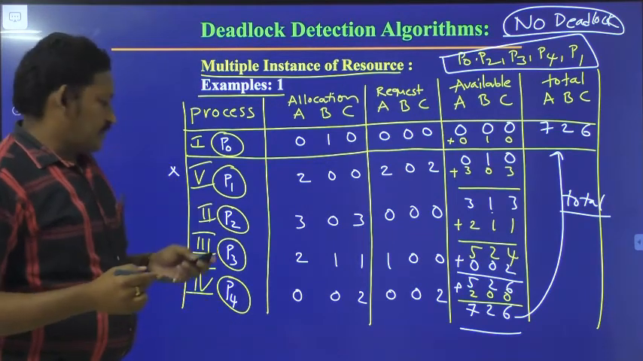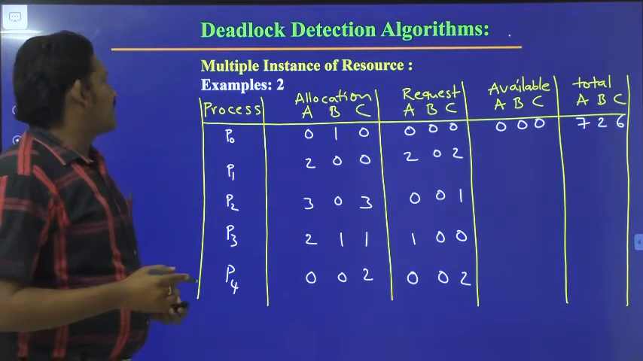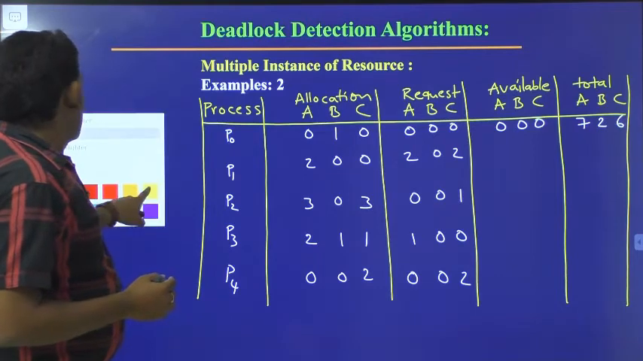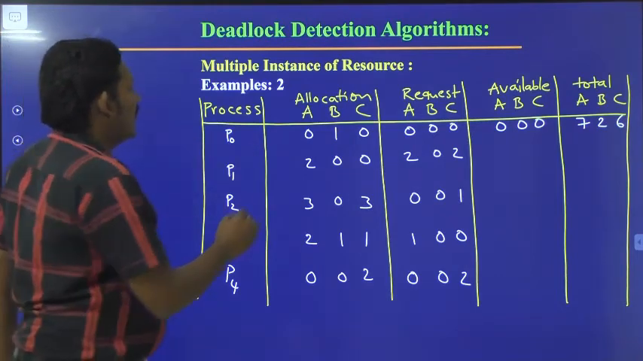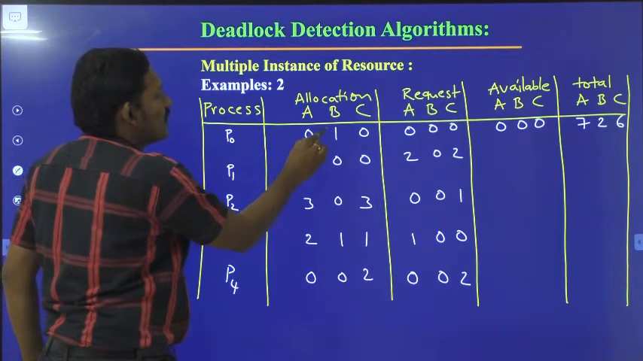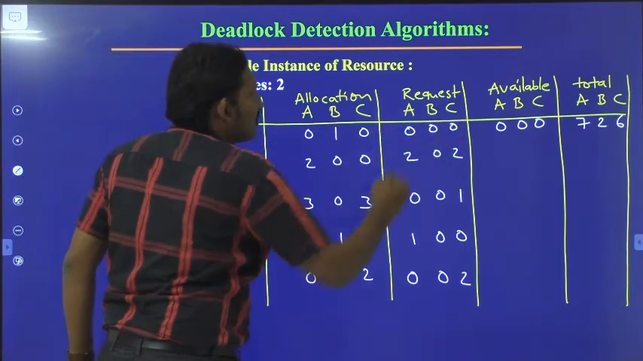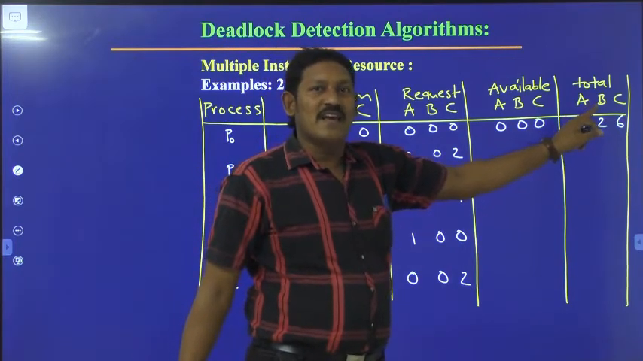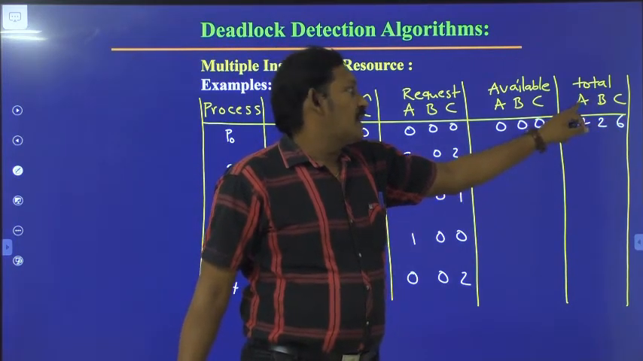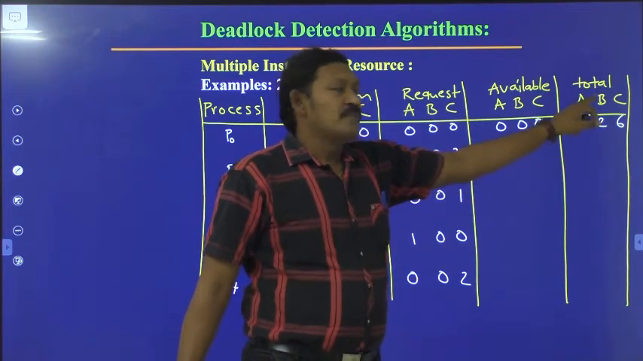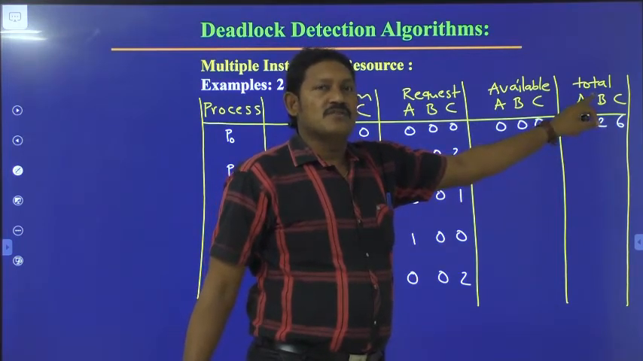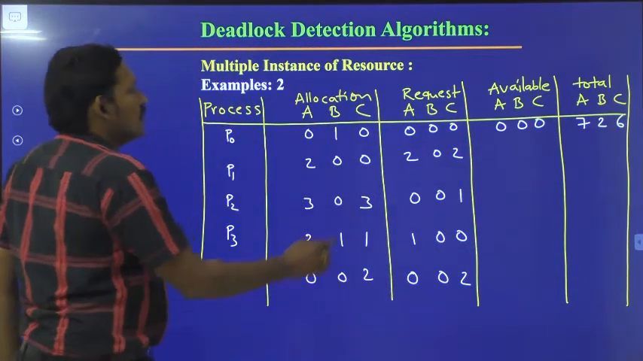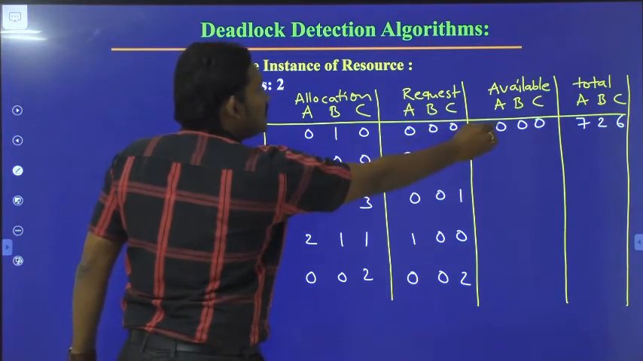Now we will go for another example. Okay, this is another example we will see. So process P0 is allocated resources 0, 1, 0. It requires 0, 0, 0. Available resources are 0, 0, 0. Okay, the total resources: the number of instances for resource A is 7, for resource B is 2, and for resource C is 6. Okay. So we request 0, 0, 0, available 0, 0, 0.